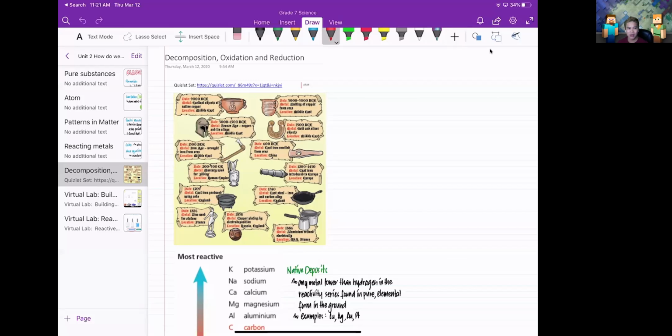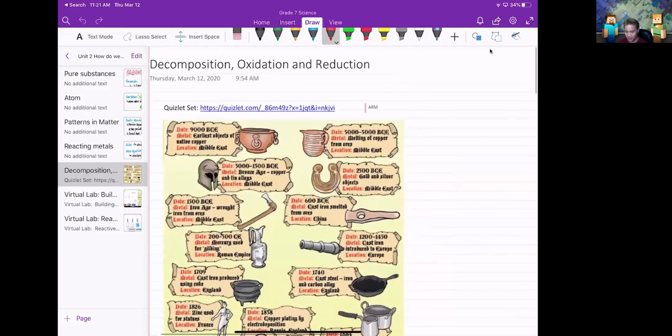So for this week, our topic is all about decomposition, oxidation, and reduction. Last Tuesday, I asked you to study the Quizlet set. The Quizlet set has all the terms that you need to remember and learn for this topic about decomposition, oxidation, and reduction. Before we move on to our lesson, let us first define what decomposition, oxidation, and reduction are.